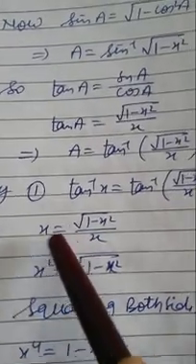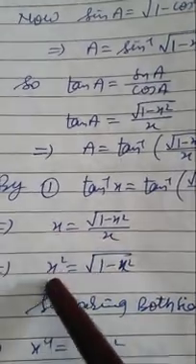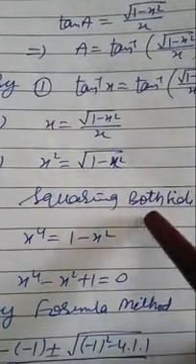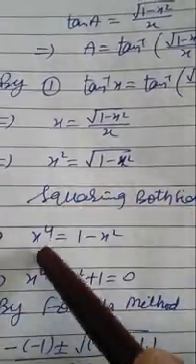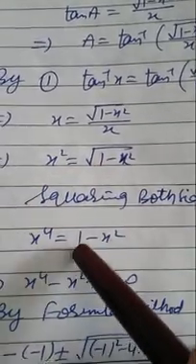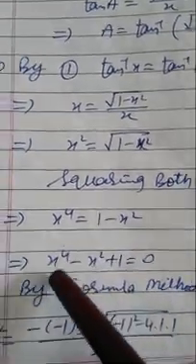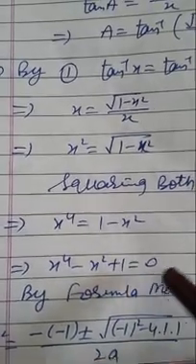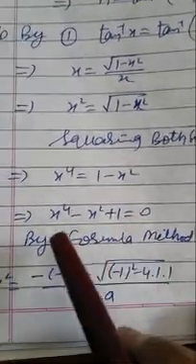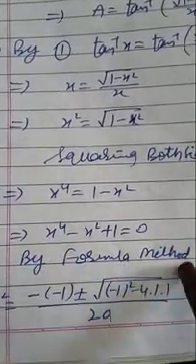Tan inverse is cancelled with tan inverse. So we have x is equal to under root 1 minus x square upon x. Cross multiplying x with x, it is x square equals under root 1 minus x square. Now squaring both sides, x square becomes x to the power 4, and the under root is cancelled with the square, so it is 1 minus x square. Transferring these two terms from RHS to LHS, we have x to the power 4 plus x square minus 1 is equal to 0. This is the biquadratic equation, which we solve using the Sridhar-Acharya method of class 10th.